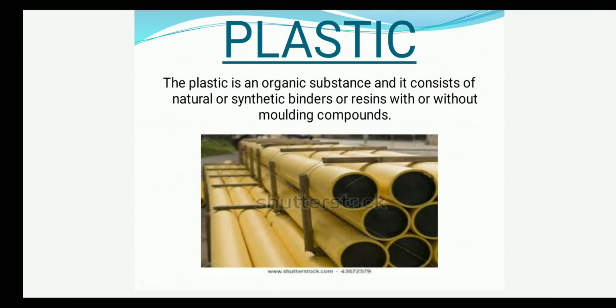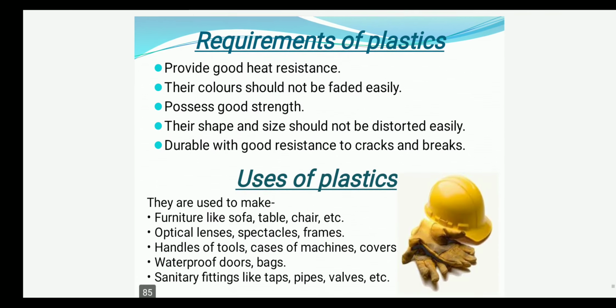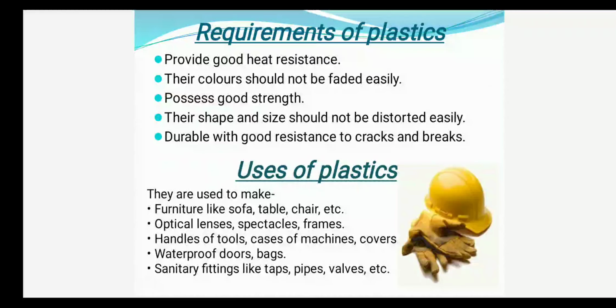The next material is plastic. Plastic is an organic substance and it consists of natural or synthetic binders or resins with or without molding compounds. The requirements of plastics are: they provide good heat resistance, their color should not fade easily, they should possess good strength, and their shape and size should not be distorted easily.